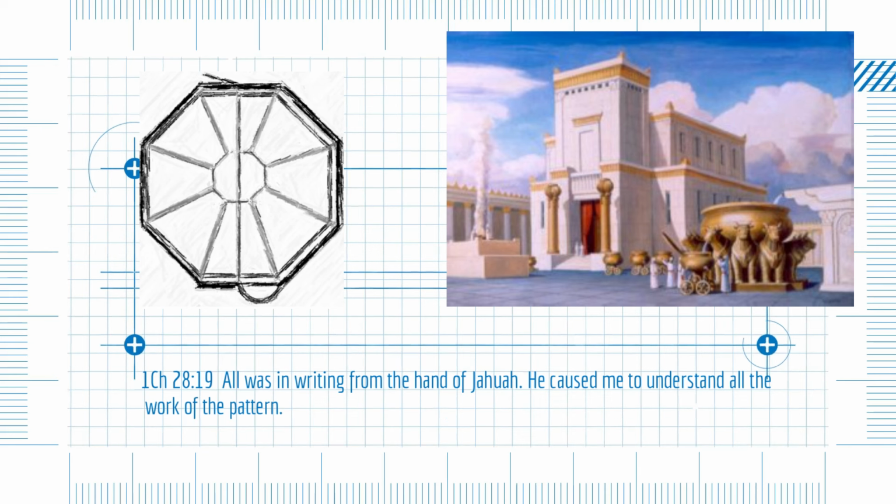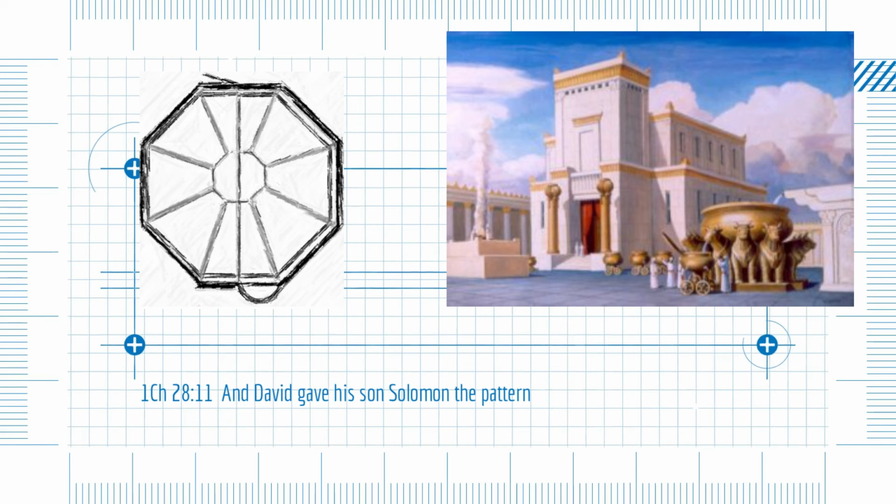Verse 19. All was in writing from the hand of Yahuwah. He caused me to understand all the work of the pattern. Verse 11. And David gave his son Solomon the pattern.